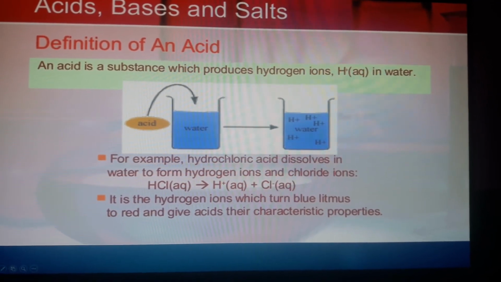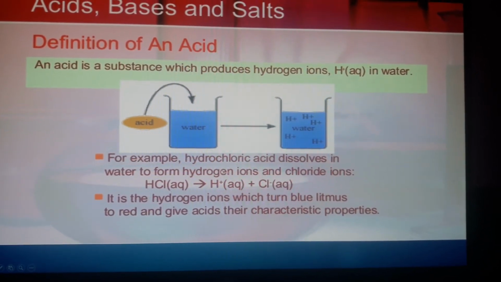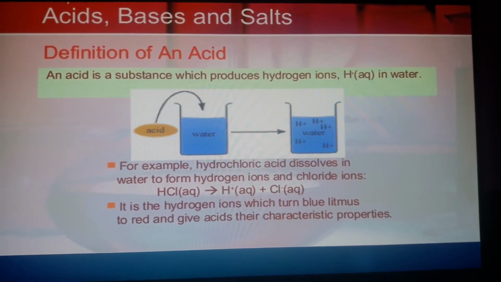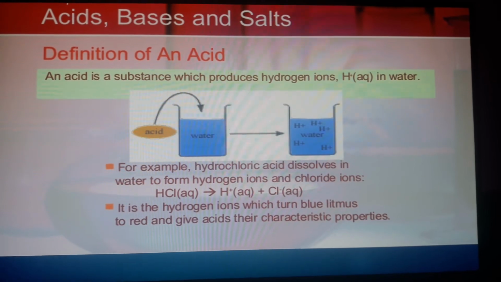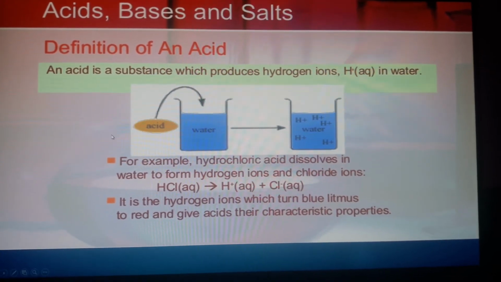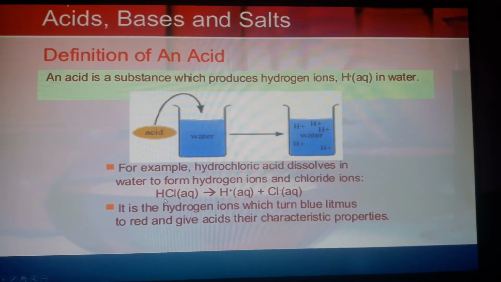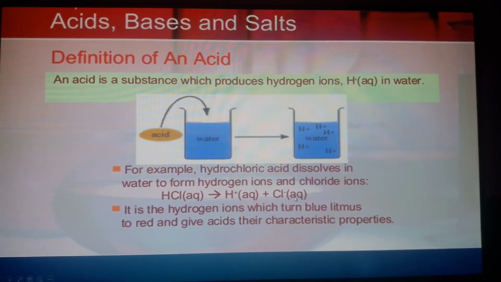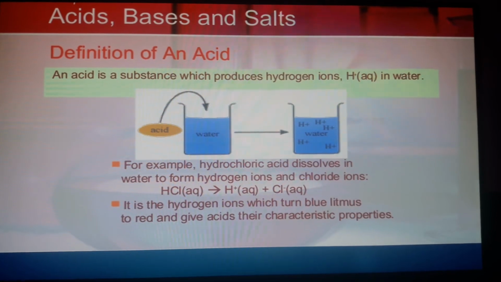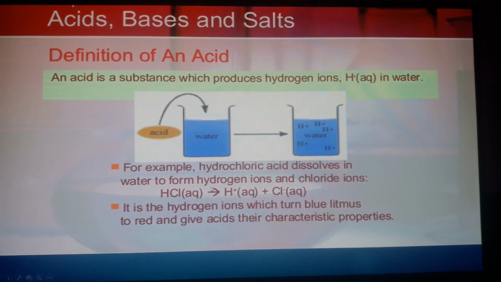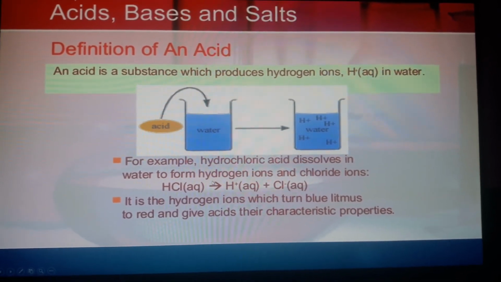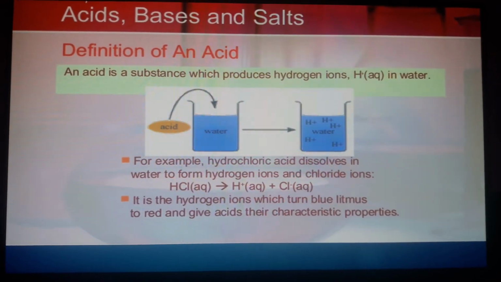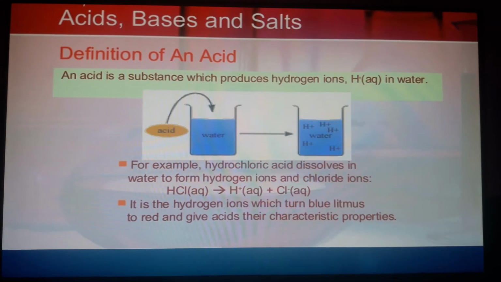For example, hydrochloric acid dissolves in water to form hydrogen ions as well as chloride ions. You can see in the equation part, HCl (aq) gives rise to H+ as well as Cl- ions in the aqueous state. Majorly, the hydrogen ions are responsible for turning the blue litmus to red and give acids their characteristic properties.